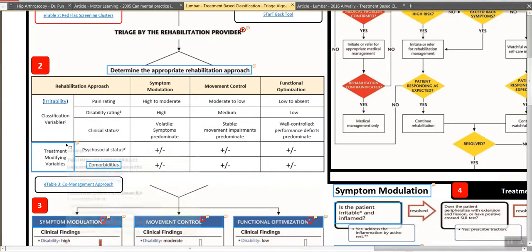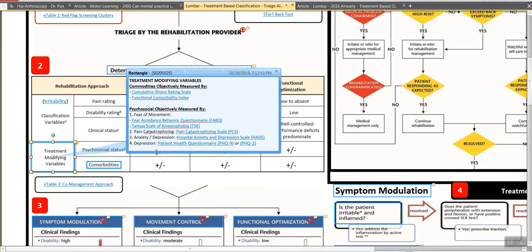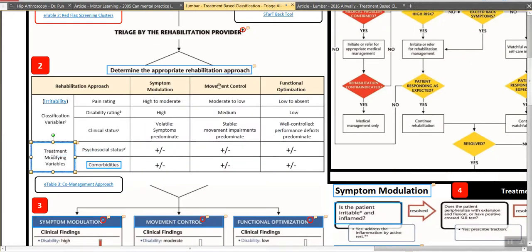Okay. For the treatment modifying variables, if you click on this, this simply gives you a layout of all the different ways at which you could track or objectively measure someone's comorbidity or their psychosocial status. These are not hyperlinks. They're simply here so that you have the ability to identify all the different measures and the ways that you can objectively measure these 2 factors.